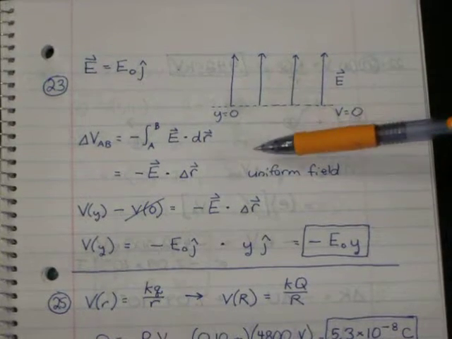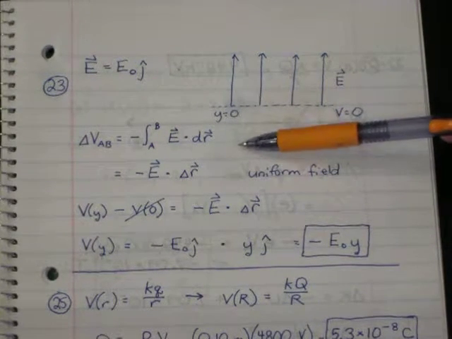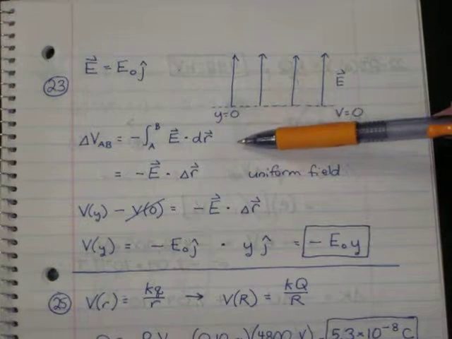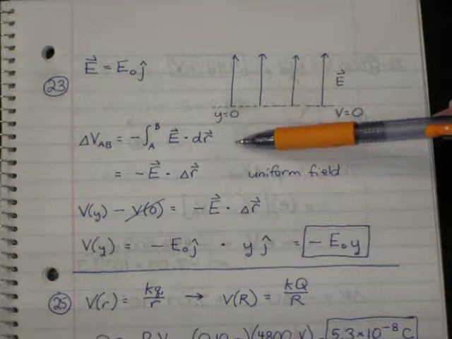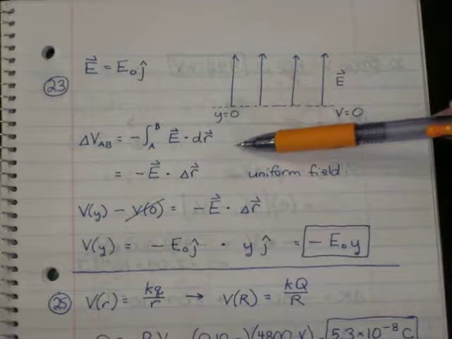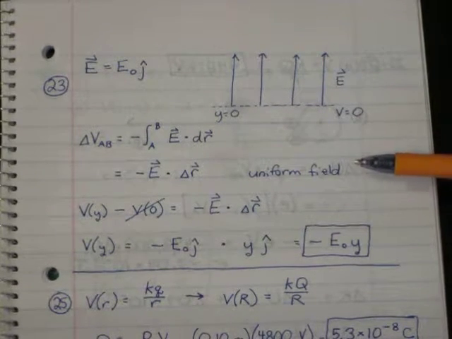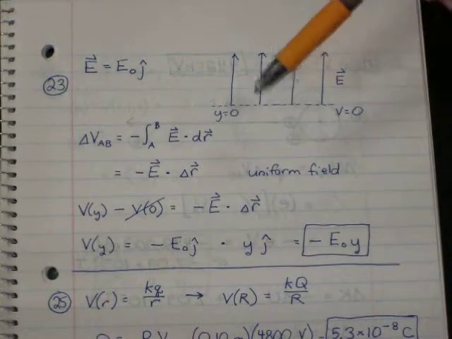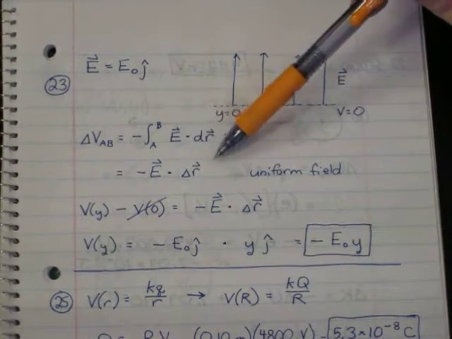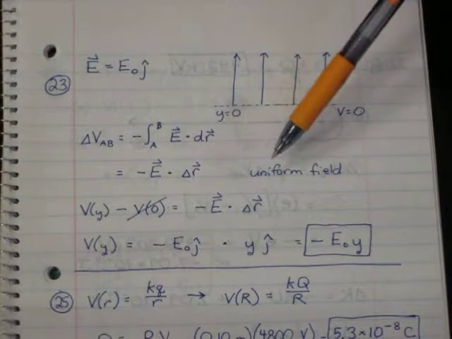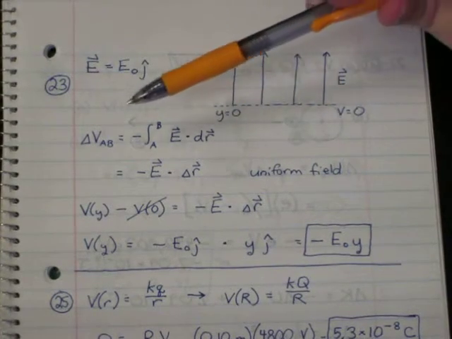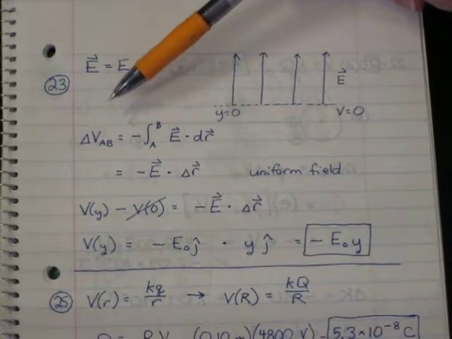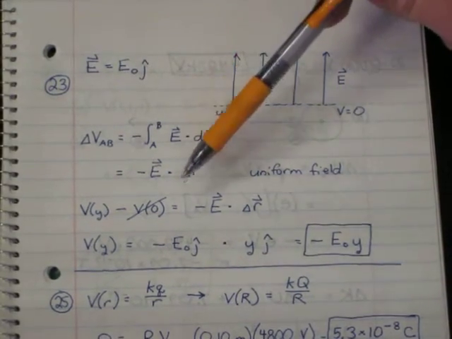We're going to use this equation that the potential difference between 2 points A and B is the negative of the integral from A to B of E dot dr. E is a constant because it's a uniform field, and so we'll get rid of that integral and just say it's negative, the dot product of E and delta R. And that is the difference in potential between points A and B. So let's specify here what those points A and B are.